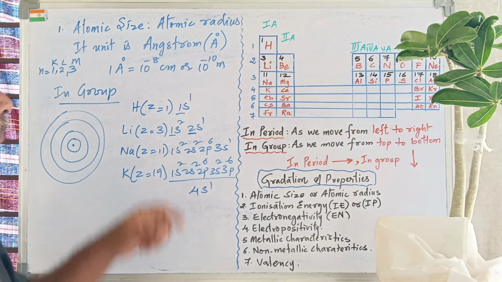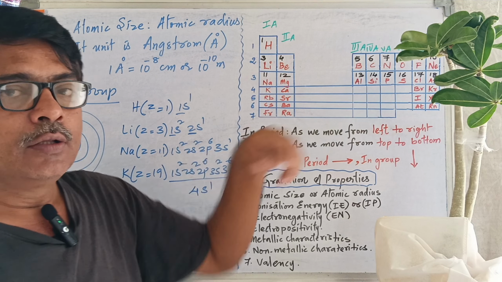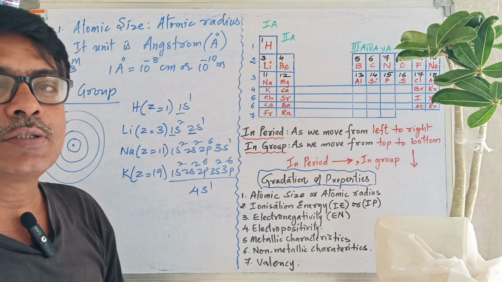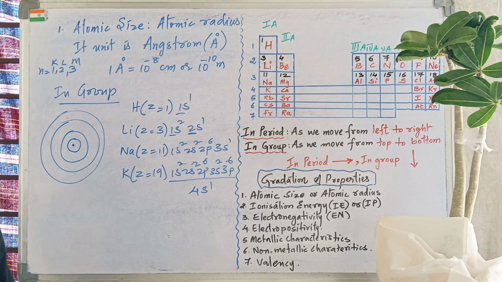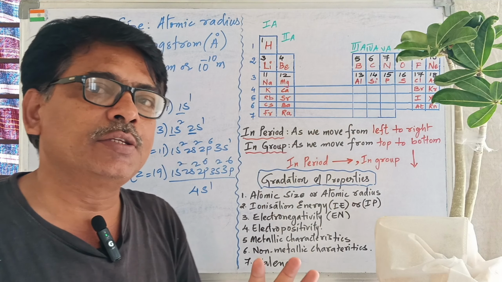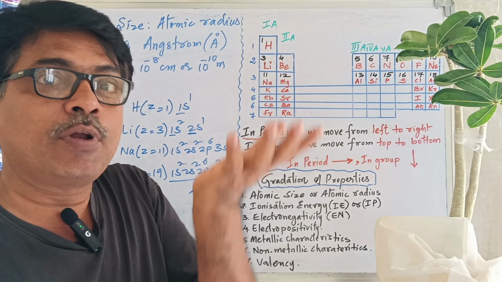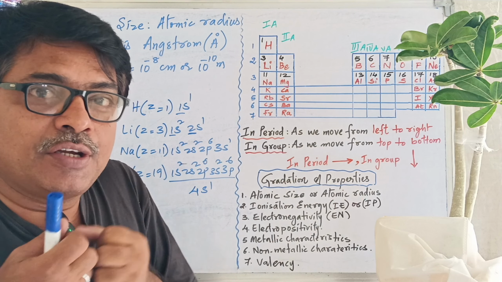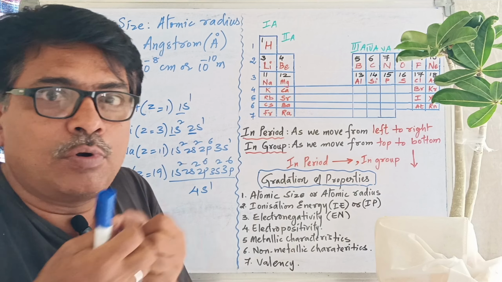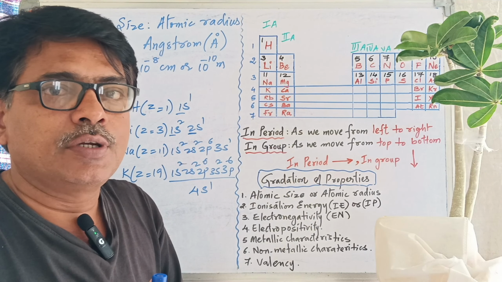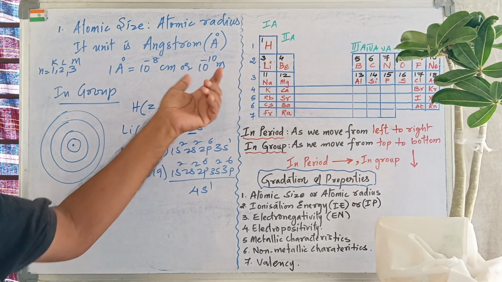Once again, comparison. In a period, there were no extra shells, meaning the screening effect was not increasing. The shielding effect was not increasing, and the number of protons increased. Force of attraction increased, so electrons are pulled towards the nucleus. So size decreased.